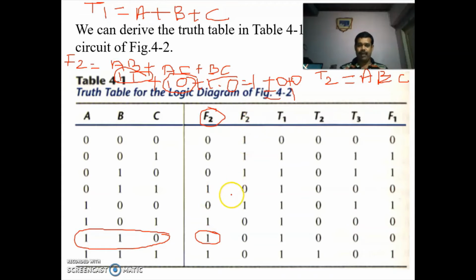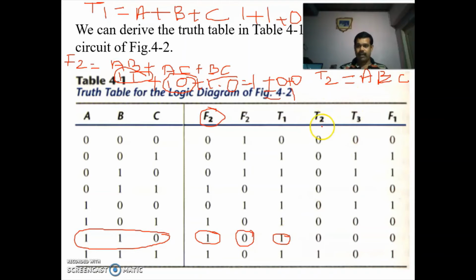So what is F2 bar? We have to invert this 1, so we are getting 0. Next we have to find the value of T1. T1 is A plus B plus C. A is 1, so that is 1 plus 1 plus 0. This is not binary addition, this is actually Boolean. So 1 plus 1 is 1, and 1 plus 0 is 1. So we are getting T1 as 1.